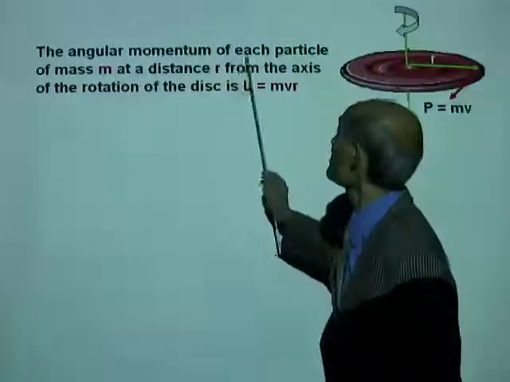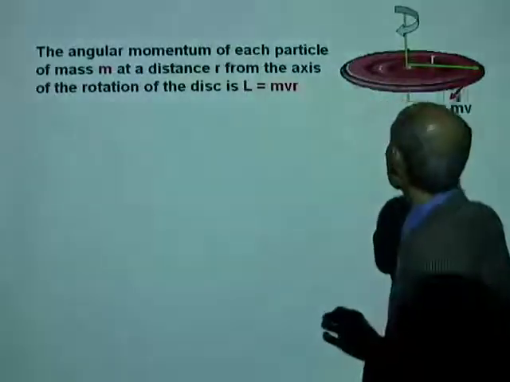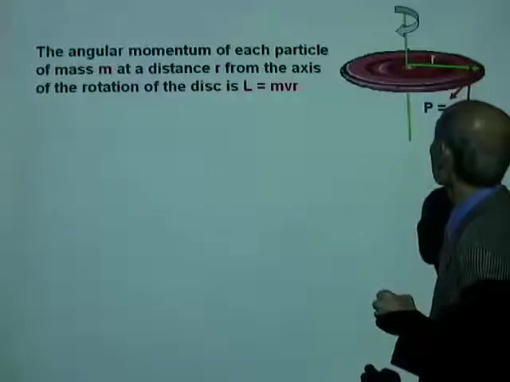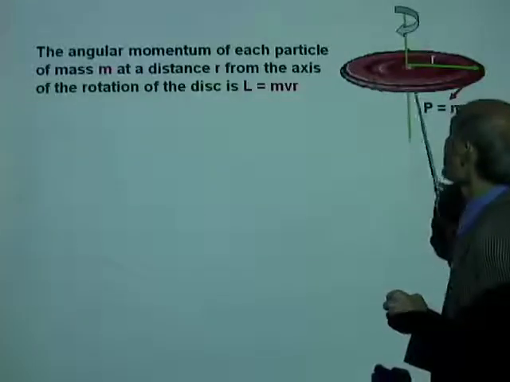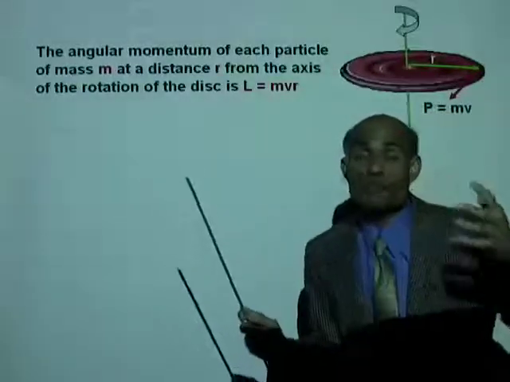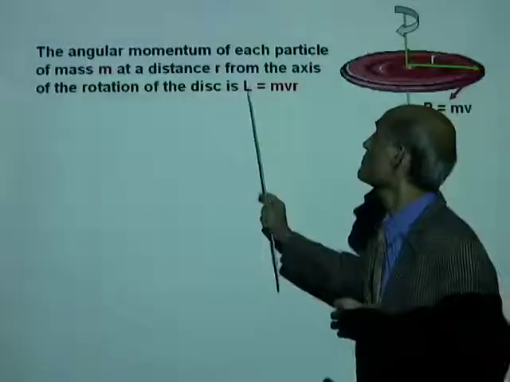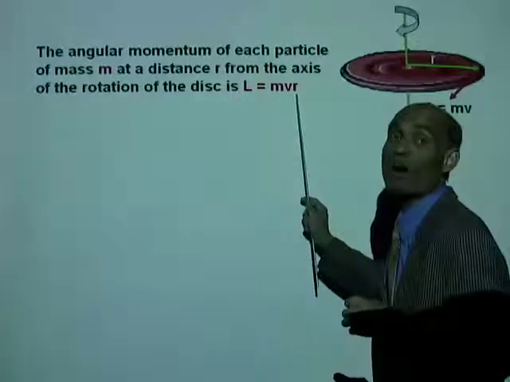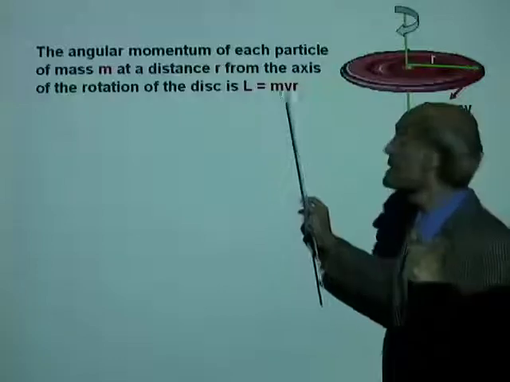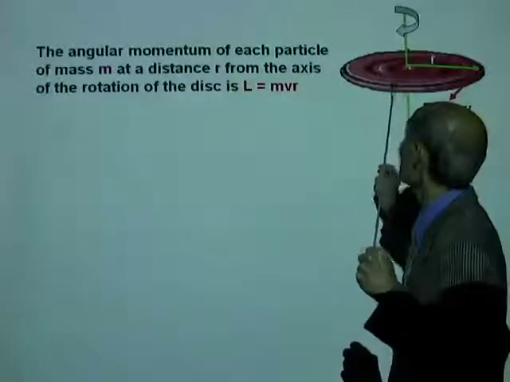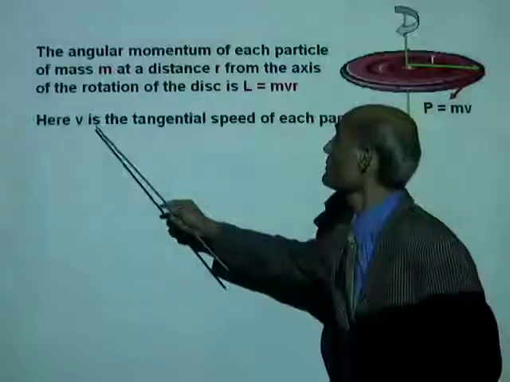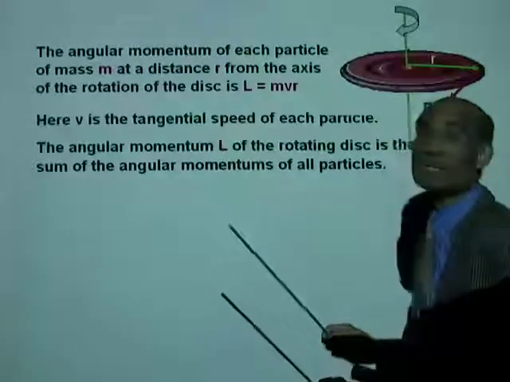So the angular momentum of each particle, you see, I used a bunny over there to represent a particle. Now if you look at any number of particles on that rotating disk, the angular momentum of each of those particles will be given by L equal to mvr, where m is the mass of that particle, v is the linear speed, and r is the distance of that particle from the axis of rotation. Here v is the tangential speed, and so on.